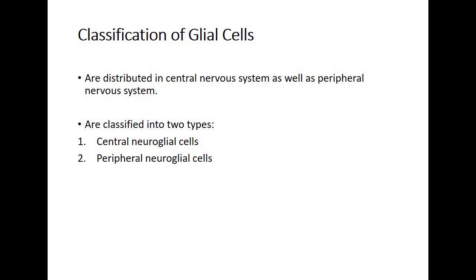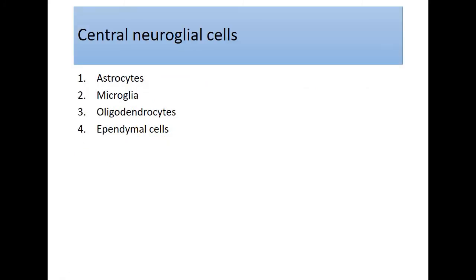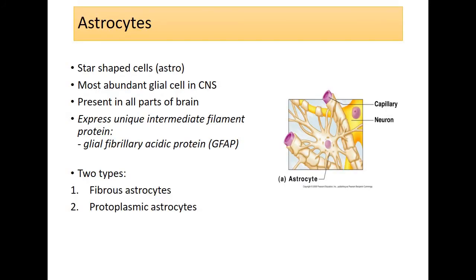The glial cells are found in both the central nervous system as well as the peripheral nervous system. So we can classify them as central neuroglial cells, those found in the central nervous system, and peripheral neuroglial cells, which are found in the peripheral nervous system. The central neuroglial cells are astrocytes, microglia, oligodendrocytes, and ependymal cells. Now we'll take up each one of them separately.